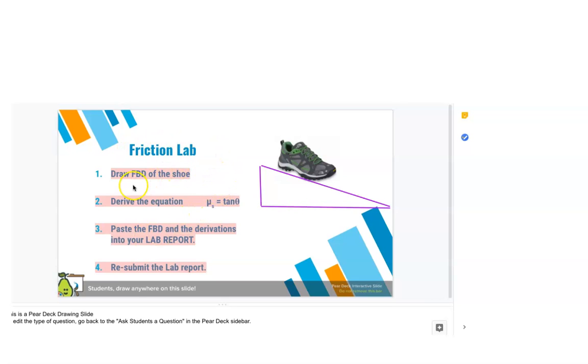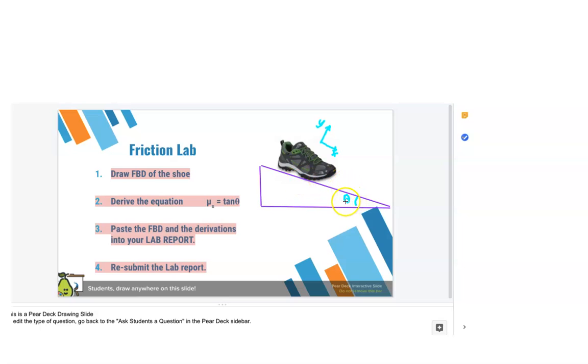Friction lab: draw a free body diagram of the shoe and derive the equation, coefficient of static friction equals tangent theta. Here's our angle theta, and here's our system of coordinates, x and y.